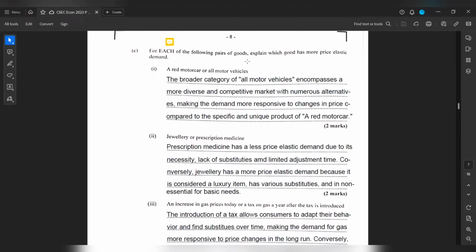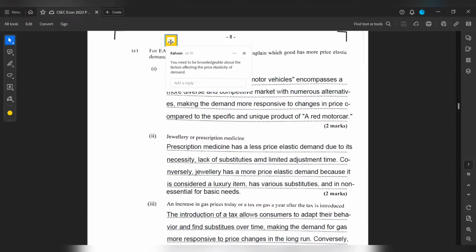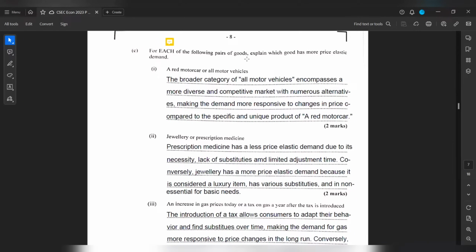Part C. For each of the following pairs of goods, explain which good has more price elastic demand. And for this, you will need to be knowledgeable about the factors affecting the price elasticity of demand, of course. A red motor car or all motor vehicles. The broader category of all motor vehicles encompasses a more diverse and competitive market with numerous alternatives, making the demand more responsive to changes in price compared to the specific and unique product of a red motor car.